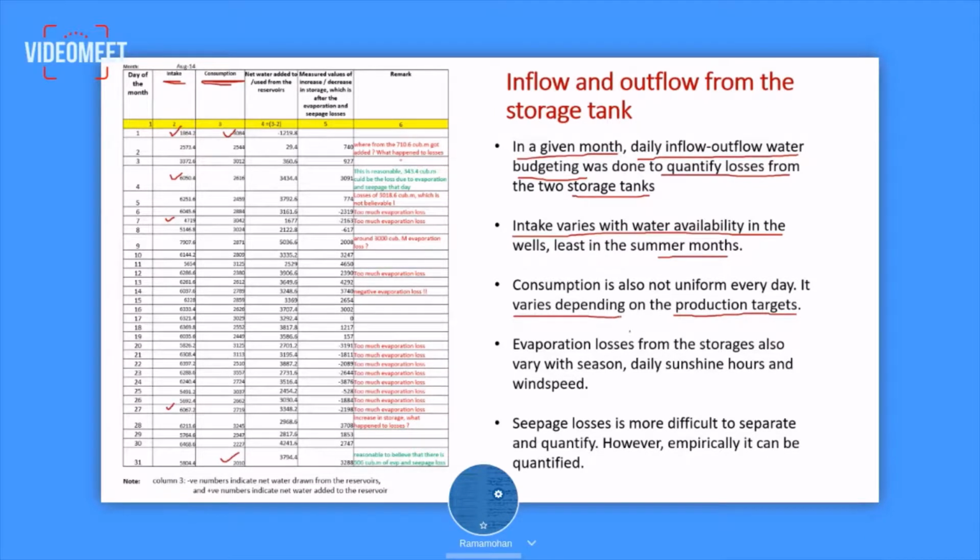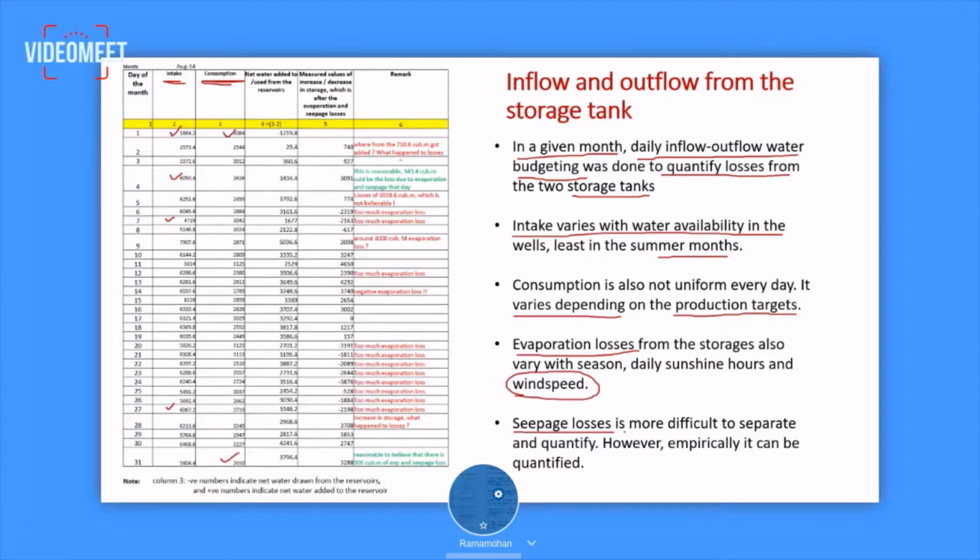So both intake and consumption vary, but there are two other components: one is the evaporation loss, and another is the seepage loss. This evaporation loss is on a continuous basis. Whenever there is sunlight and heat, and of course there is also a need for wind speed, wind is also required for evaporation to take place. So this is a continuous process. At the same time, there is also seepage loss happening from the bed of these tanks, sorry, the industrial storage tanks.